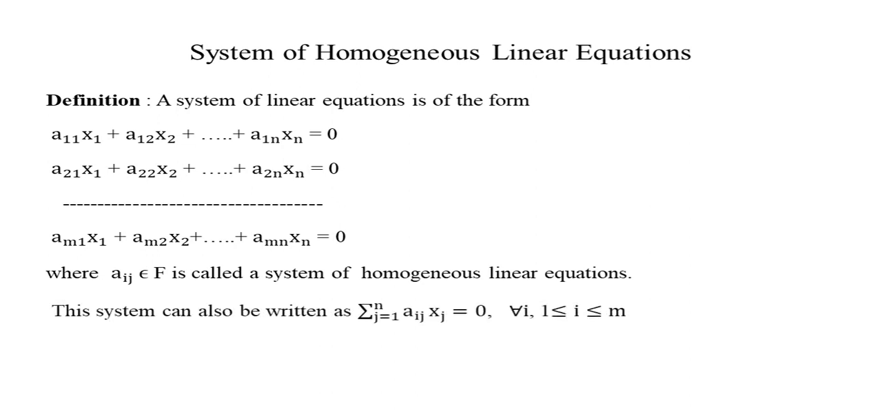This system can also be written using sigma notation as the sum over j equal to 1 to n of aij xj equal to 0 for every i, 1 less than or equal to i less than or equal to m. Students, here you notice that there are n unknowns x1, x2, etc., xn and m equations, and each aij is a scalar.